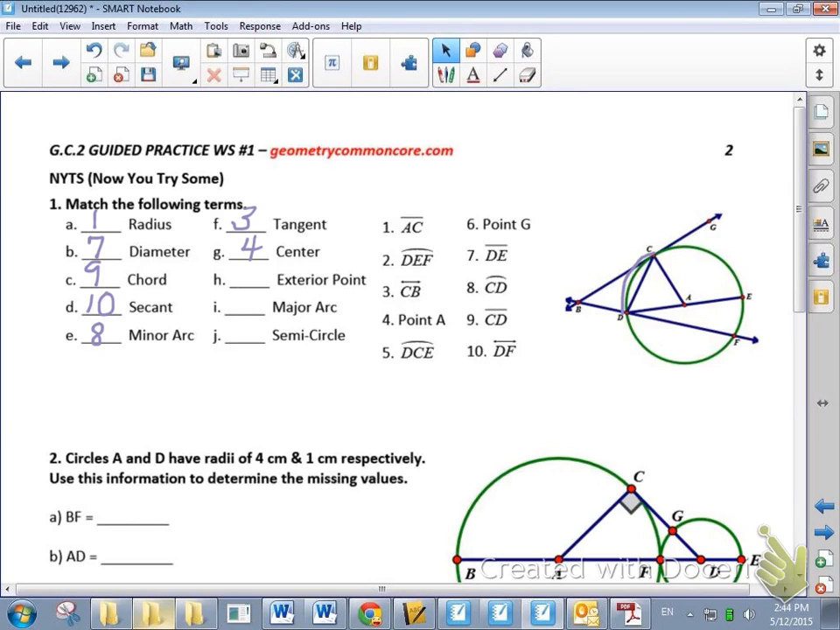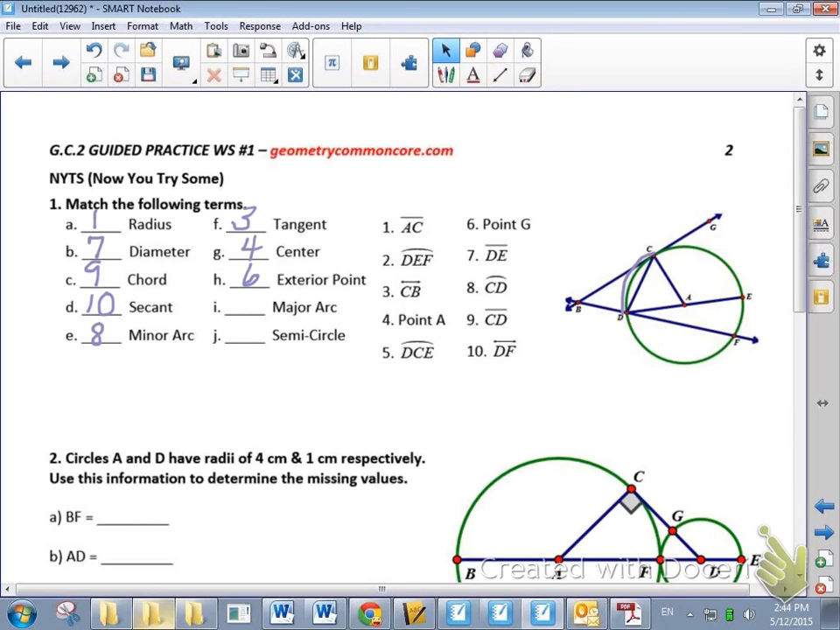Some exterior point. So an exterior point is going to be a point that's outside of the circle. So that could be point G, or point, what is that, point B? Okay, so I think we're looking at point G. That's 6.